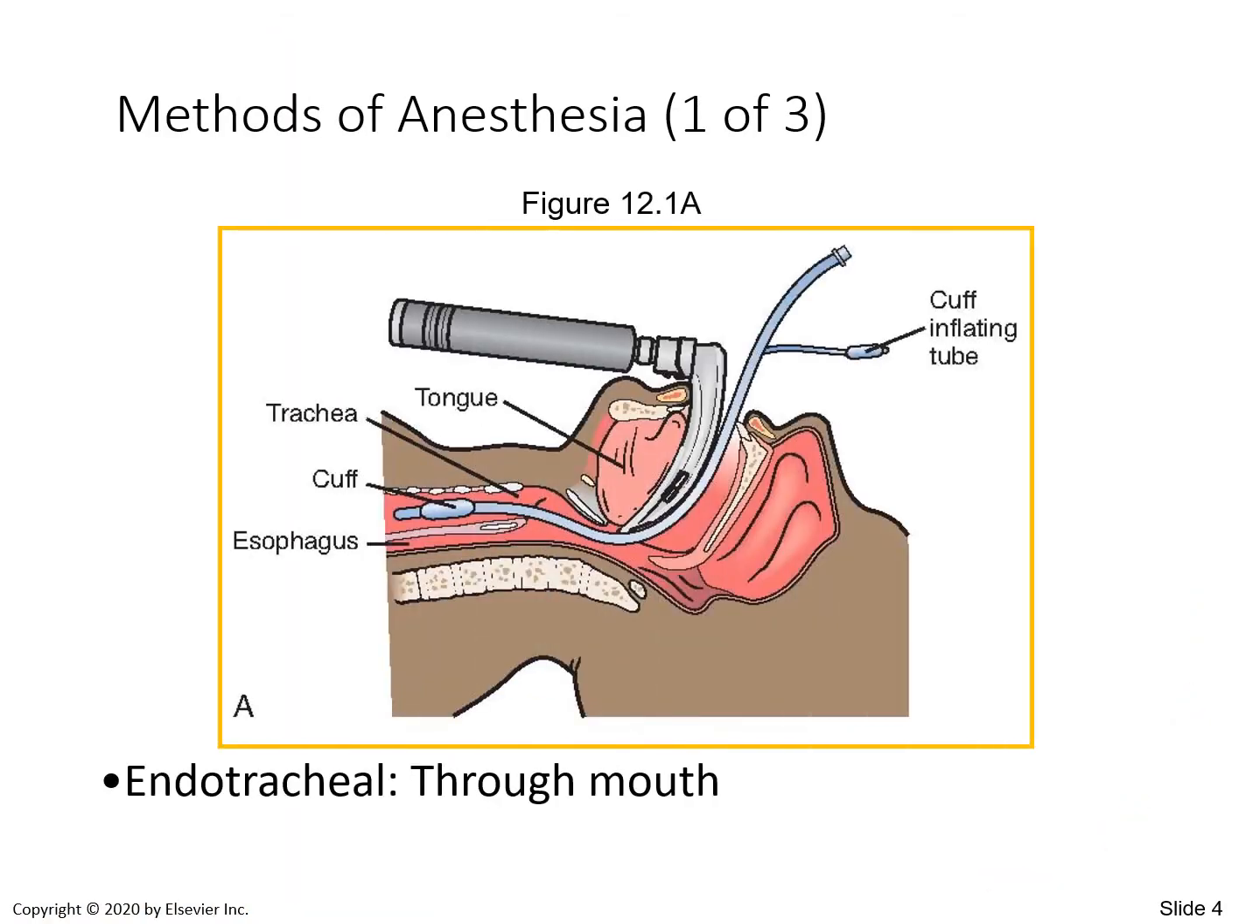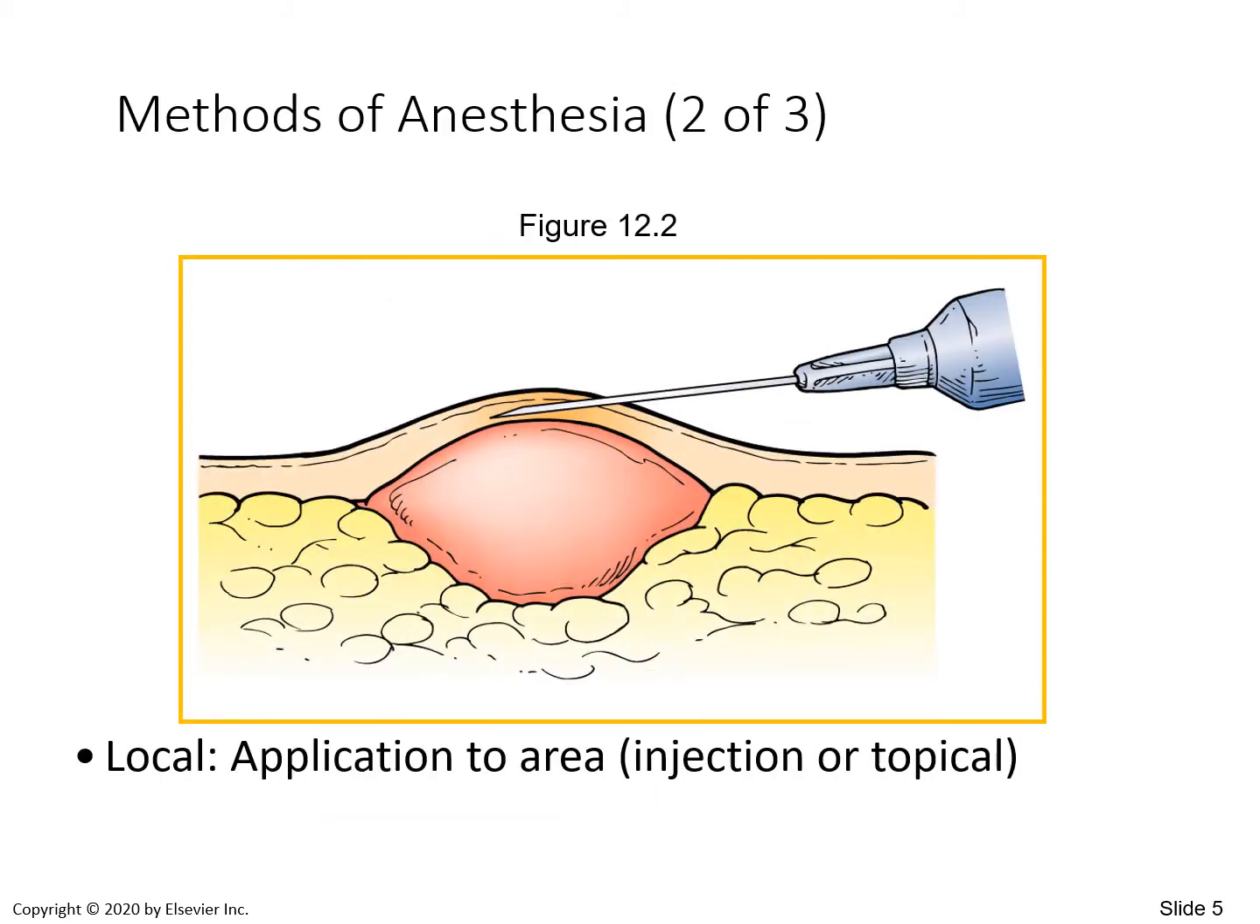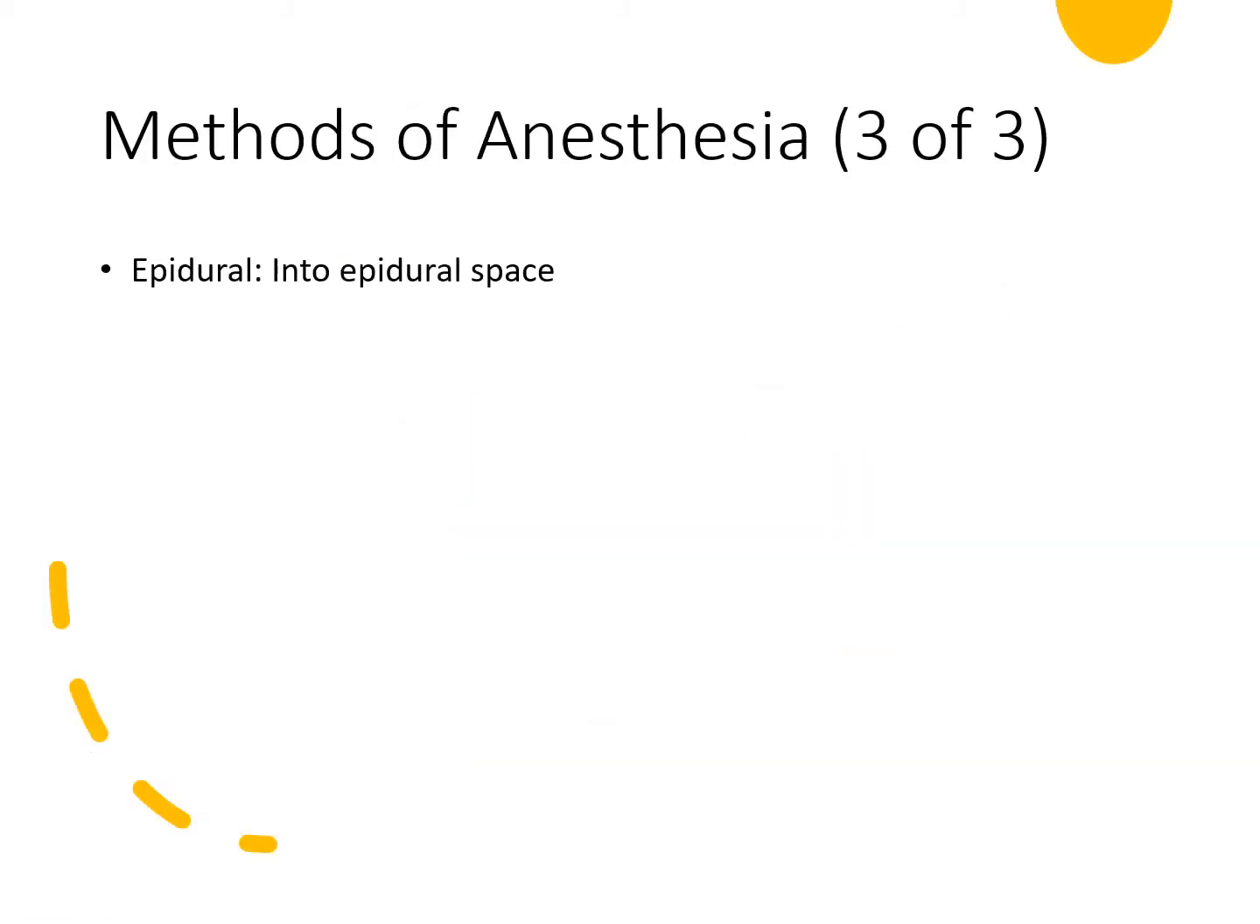Methods of anesthesia are endotracheal, like you can see here through the mouth, application to an area of an injection of topical agent, that would be a local anesthesia, and the epidural, which is into the epidural space, that's regional field or nerve area, includes the spinal.